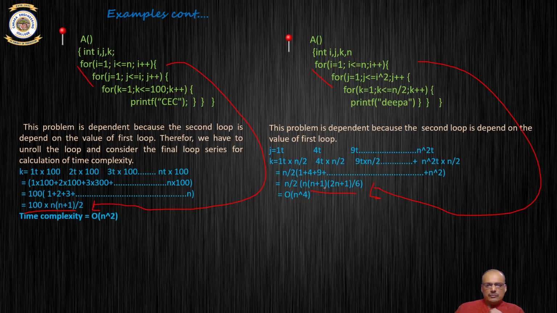From here on we say that it has an n raised to 4 term, and the rest become insignificant, as this is the most dominant term. Hence we say that this algorithm has a time complexity of big O of n raised to 4.